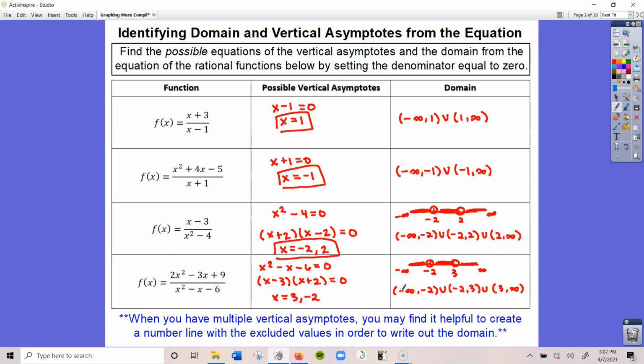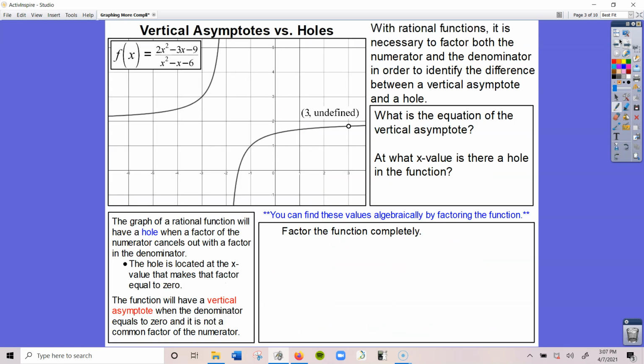Now, as you can see here in the chart, I put here possible vertical asymptotes. So this means that there could be something else instead of a vertical asymptote. So let's examine something called a hole. If you look here on the graph, we see that we have a vertical asymptote here at x is equal to negative 2. That is the equation of the vertical asymptote. A hole, however, is an open circle that is undefined on the graph, which is here. And we have a hole at x is equal to 3.